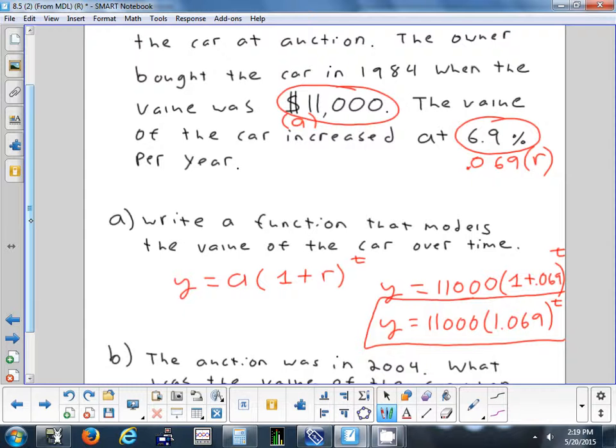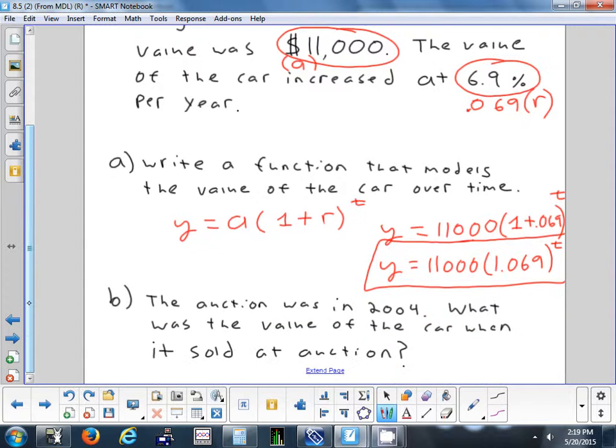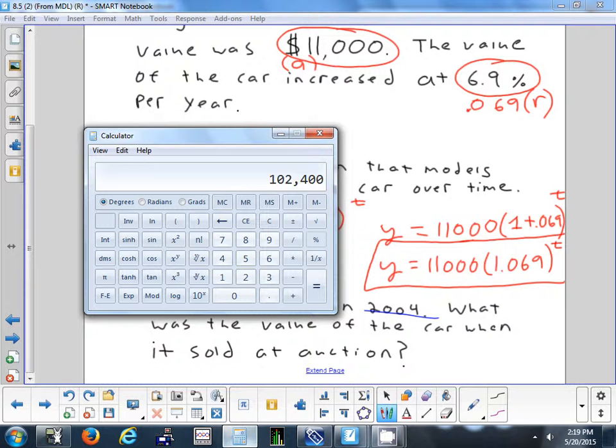When did this person buy the car? What year? 1984. The car was bought in 1984. It was sold in 2004. So how many years later is that? 1984 to 2004. If you're not sure, you could just subtract. Take 2004 minus 1984. It's a difference of 20 years.